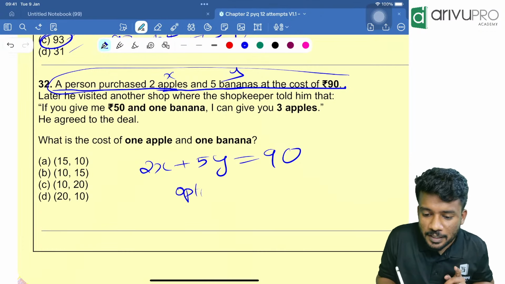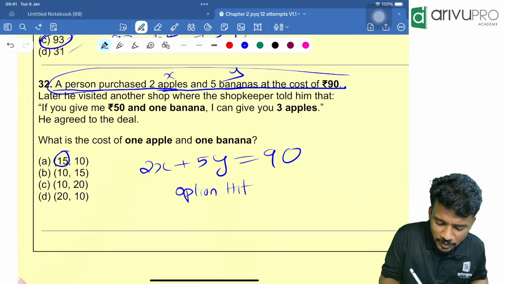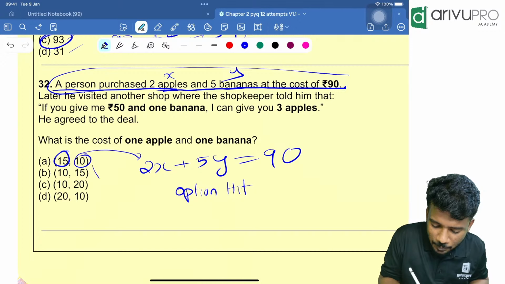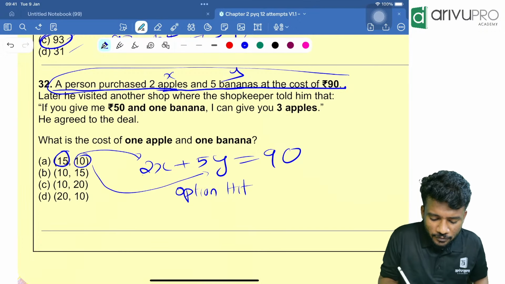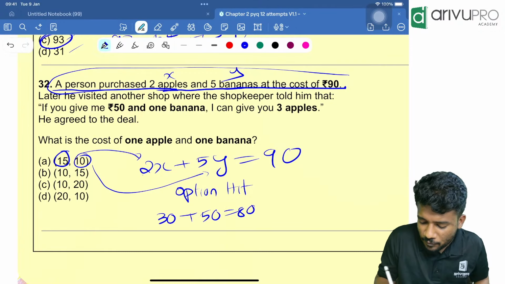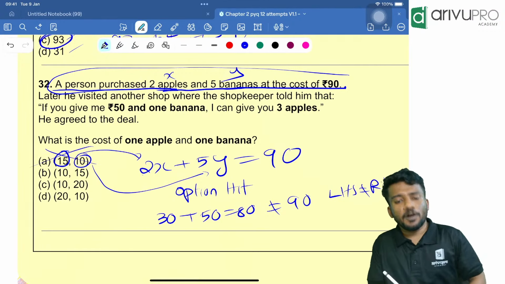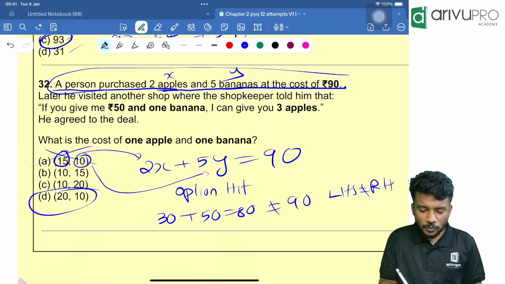Now option hit. Now instead of x put 15. Instead of y put 10. That means 2 into 15 is how much? 30. 30 plus 50 is how much? 80, which is not equal to 90. That means LHS is not equal to RHS. That means option A is wrong. Now looking at that, option D should be the answer.